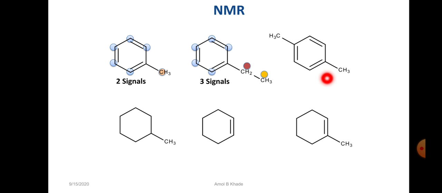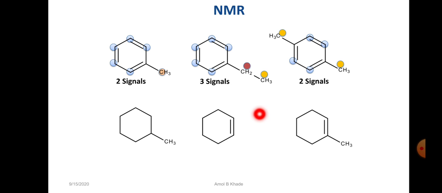Then look at the third structure. Here we have CH3 here, and exactly at the para position we have another CH3. So they are chemically equivalent, and these 4 protons are in another chemical equivalence. So I am expecting 2 signals here, one for CH3 and second for 4 aromatic protons.